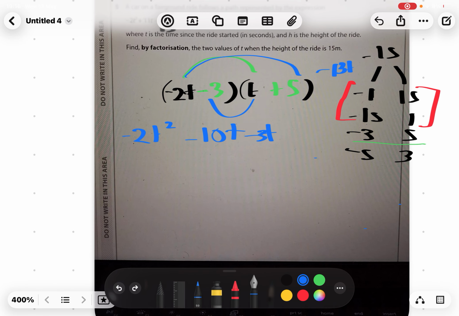So straight away, let's just go to the second one. So negative 5, positive 3. Oh no, wait.